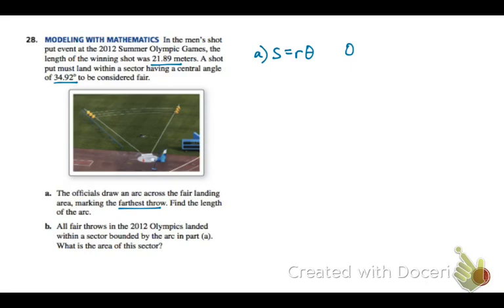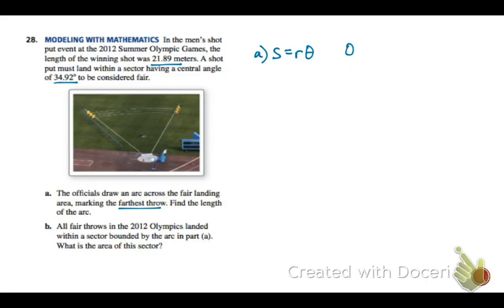Okay, number 28. In a men's shot put event at the 2012 Summer Olympic Games, the length of the winning shot was 21.89 meters. A shot put must land within a sector having a central angle of 34.92 degrees to be considered fair. I don't know if this picture is coming up well on the video, but that is a picture of a shot put area. The officials draw an arc across the fair landing area marking the farthest throw. We're going to use that 21.89 meters for our radius and find the length of the arc.